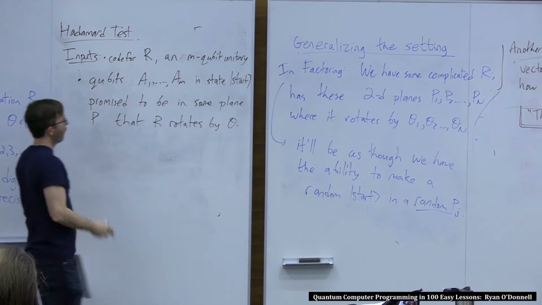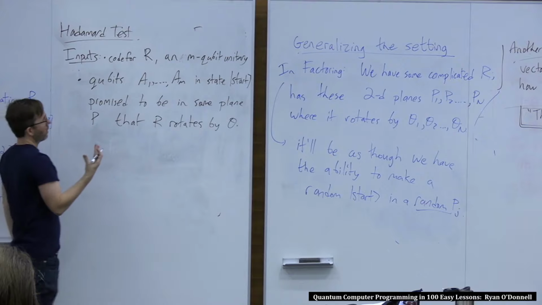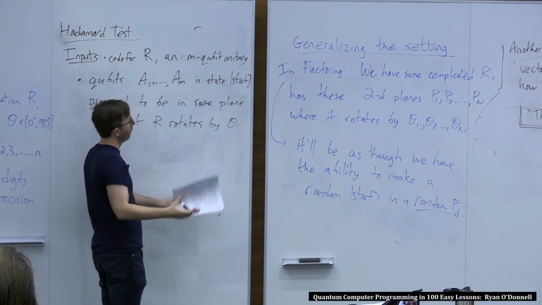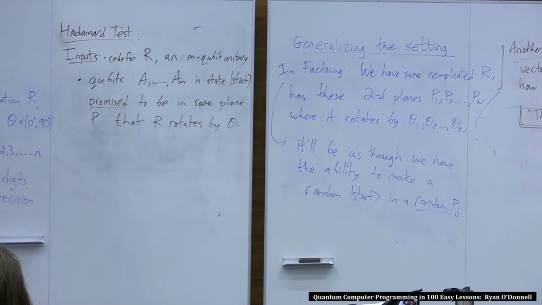As I said, for just a generic unitary, it has all these different 2D planes that it rotates in, and most vectors are not in any of them. They're in some linear combination of them. But we're going to assume, as a promise, that the starting state is actually lying entirely inside one of them.